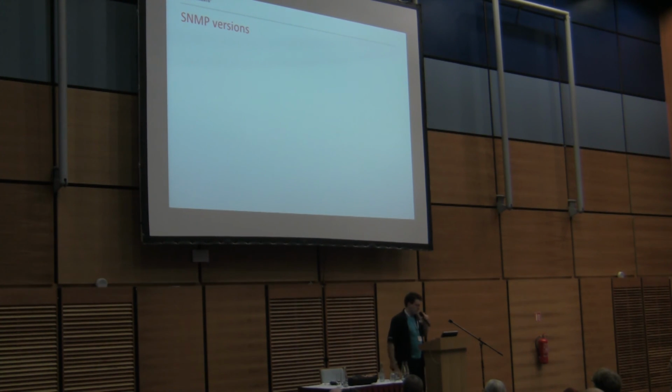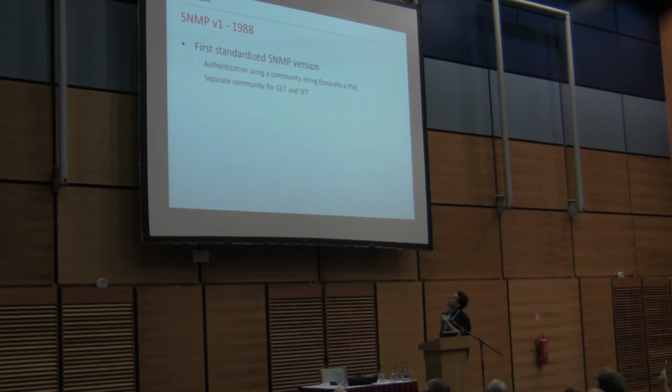So let's get a bit more technical. There are 3 versions of SNMP: version 1, version 2c, and version 3. So let's take a closer look at these 3 versions. So SNMP v1, and on purpose I put a year there. SNMP version 1 is from 1988. Okay, I guess most of the people here were born in that year already, but that's pretty old. So that was the first standardized SNMP version.